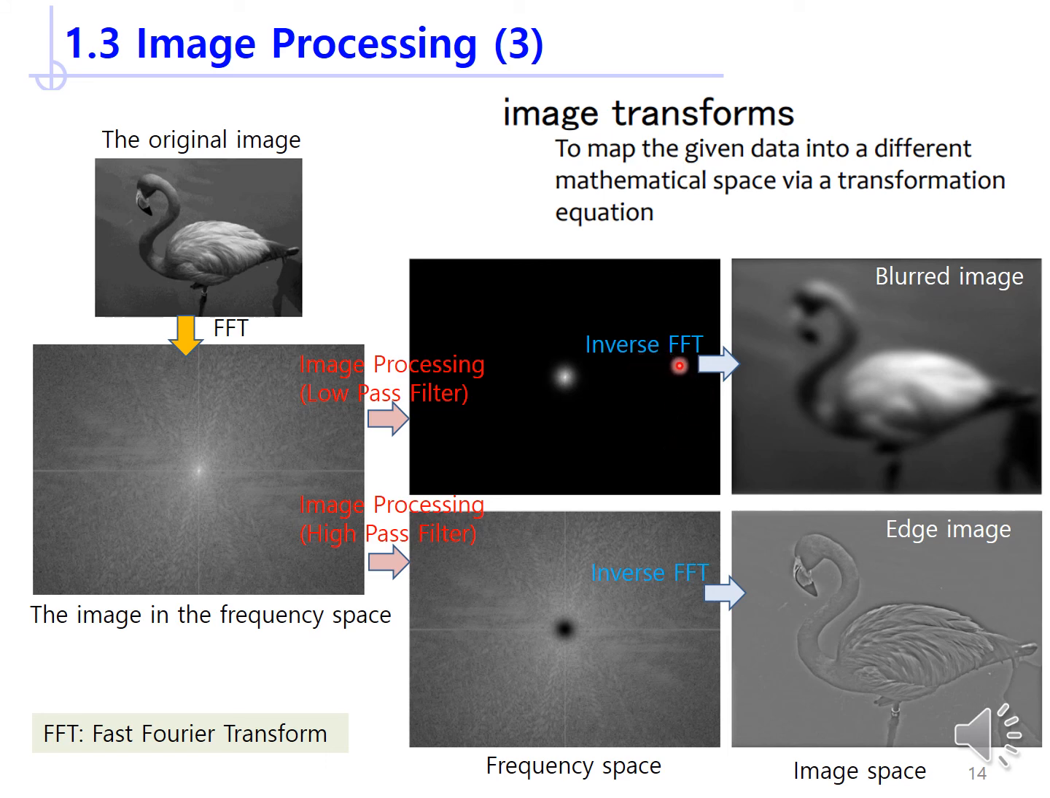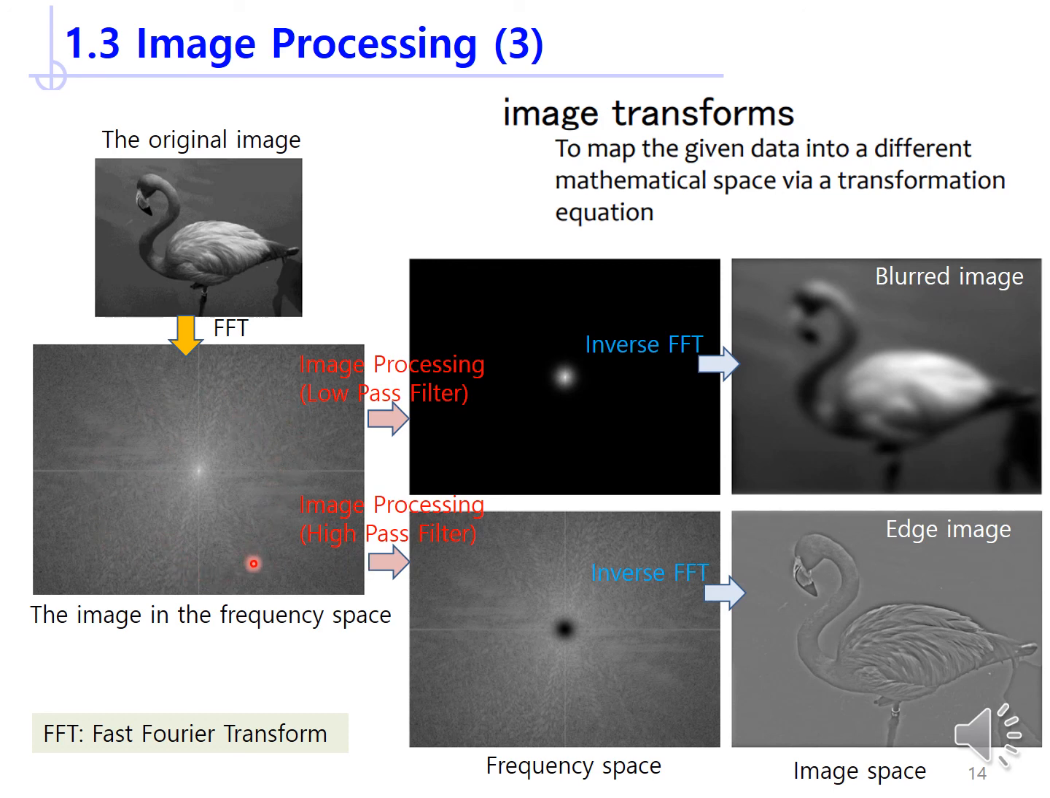Then after applying the low pass filter, by applying the inverse FFT, we can get this result. Since only low frequencies passed from here to here, the high frequency components that describe the edge of the object are eliminated. So we will get the blurred image.